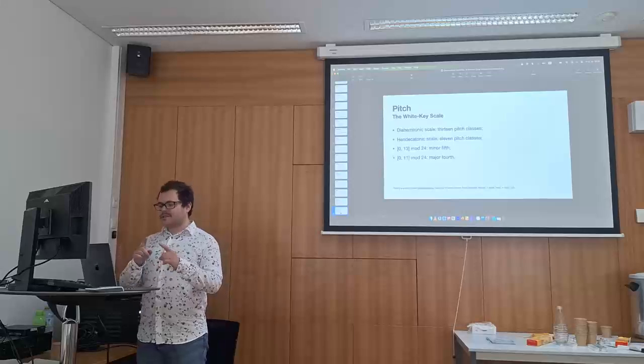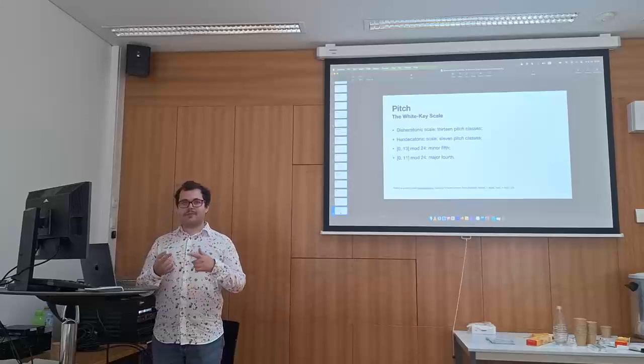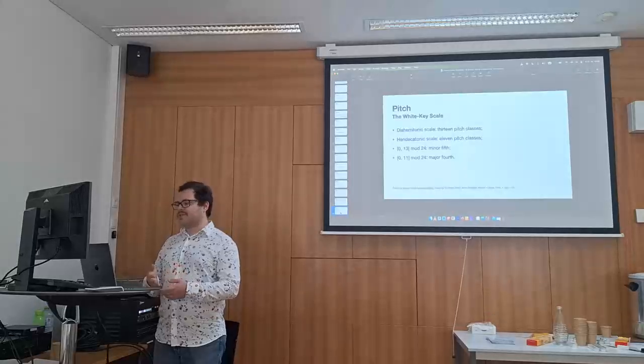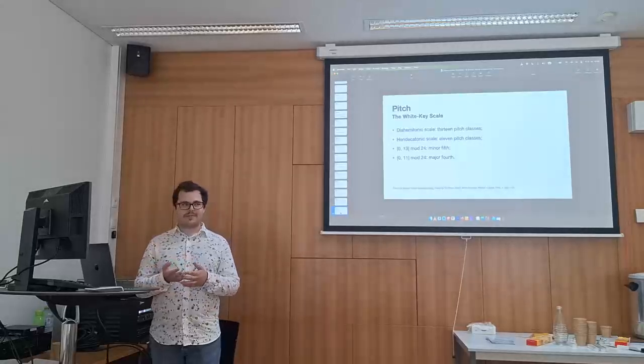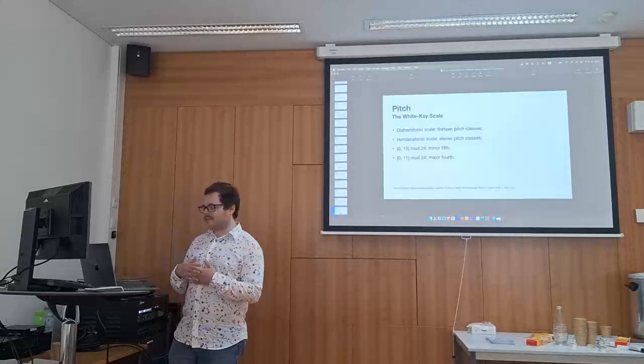And moreover, 0,13 modulo 24 corresponds to the minor fifth, which is the inversion of the major fourth, and 0,11 modulo 24 corresponds to the major fourth. So we have the same parallel as with the diatonic entity.